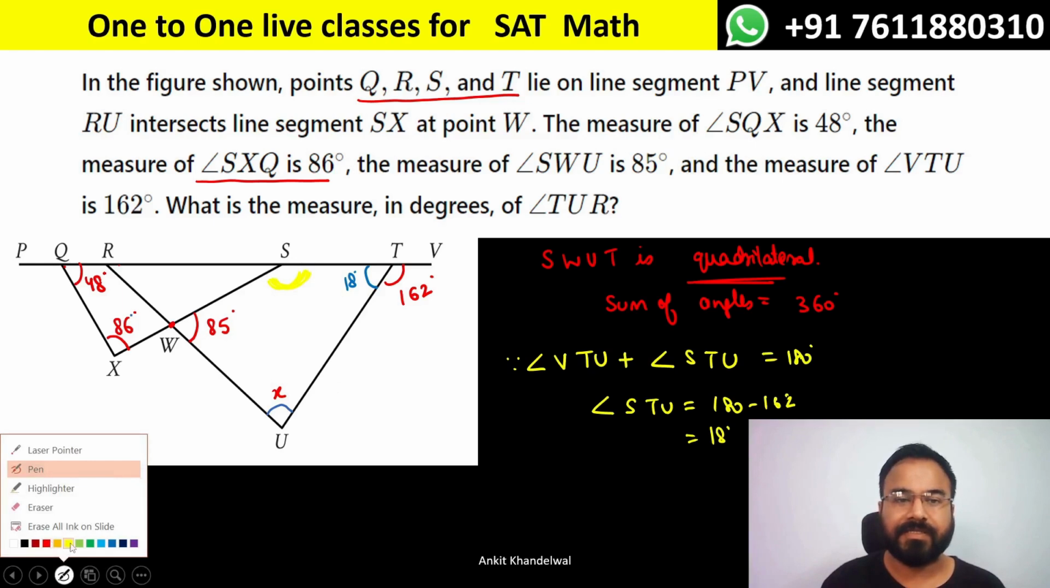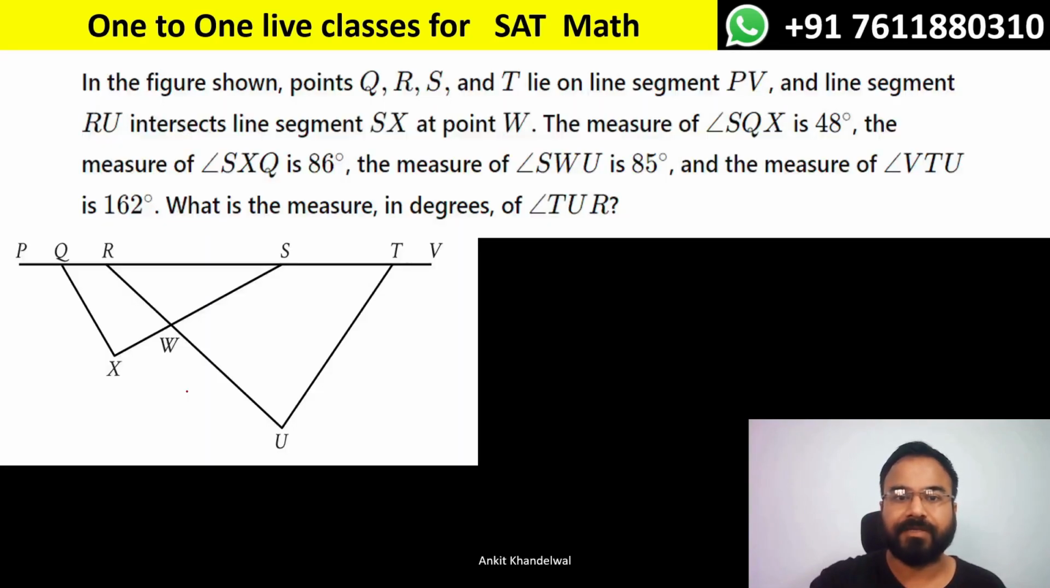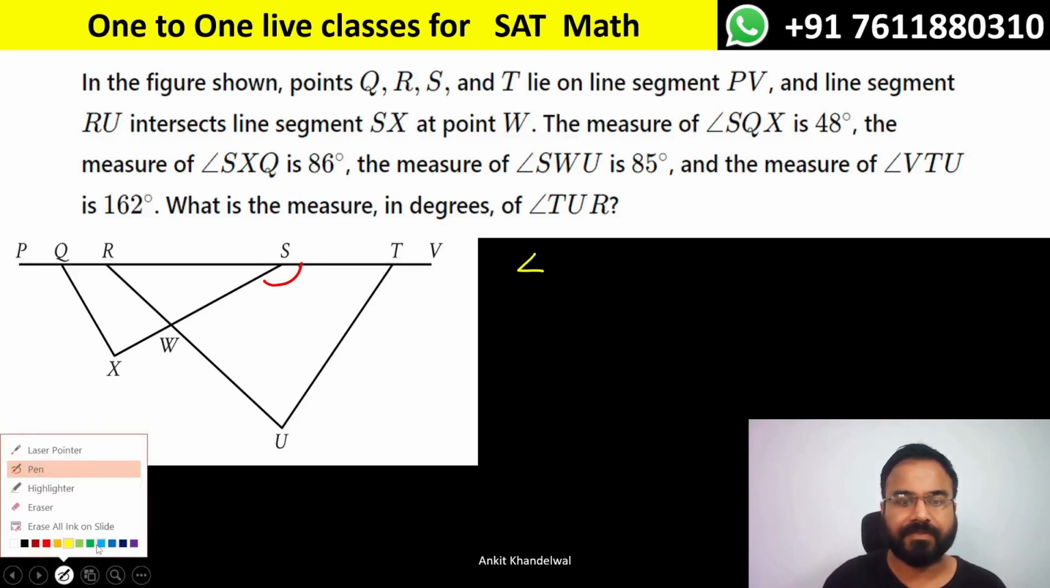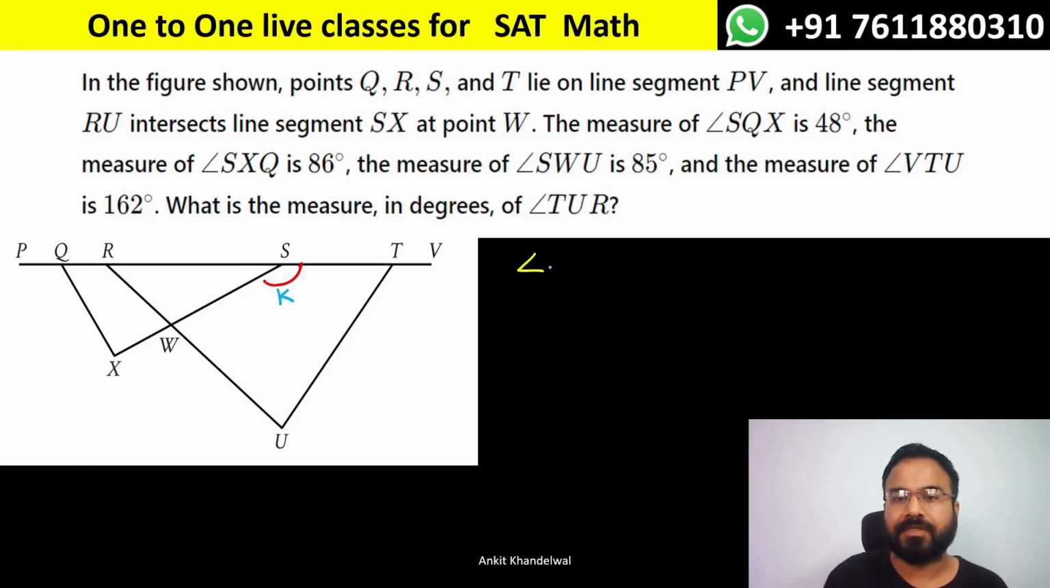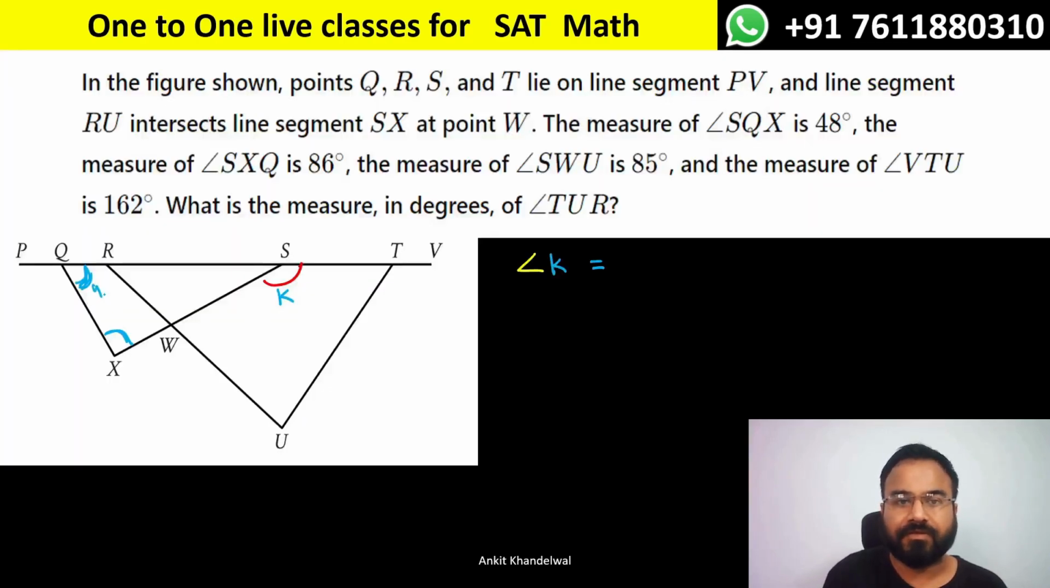Now to get this angle TSW, we can use one more concept over here. This is 48 degrees and this is 86 degrees. This is the external angle for this triangle QSX. Let's name this angle K. So this angle K is equal to the sum of internal opposite angles, the sum of these two angles, and we know these two angles are 48 and 86.